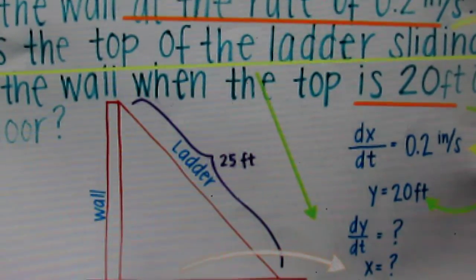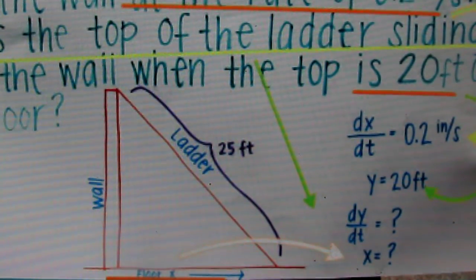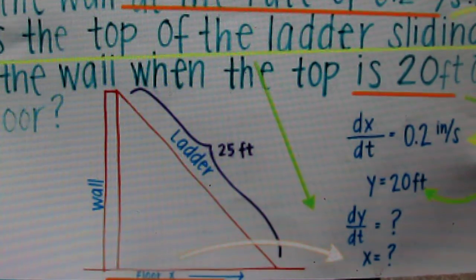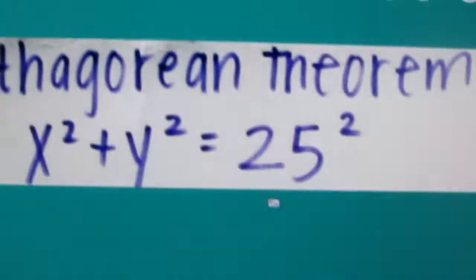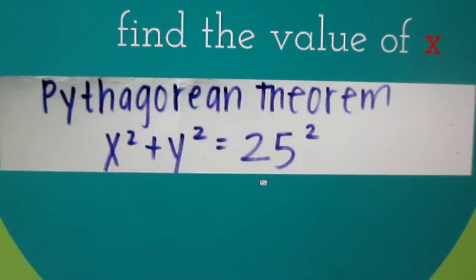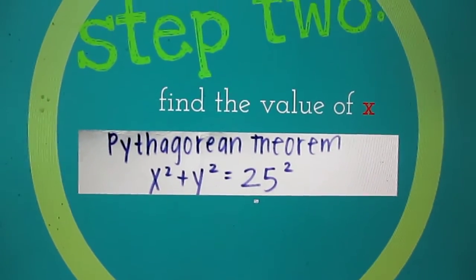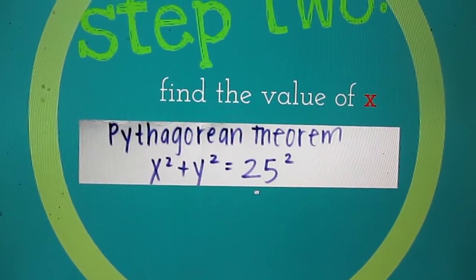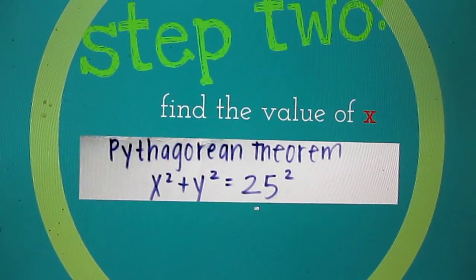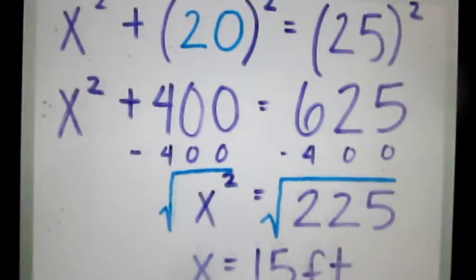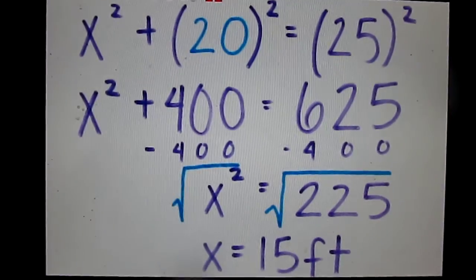Through the relationship between the wall, the floor, and the ladder, we see that it forms a triangle. The formula that relates all three is the Pythagorean theorem, and we get that x squared plus y squared equals 25 squared. Plugging in the given variables, we solve for x, and we get that x is equal to 15 feet.